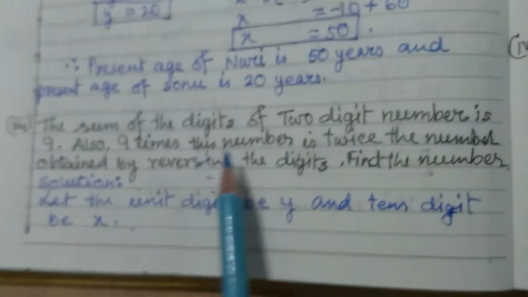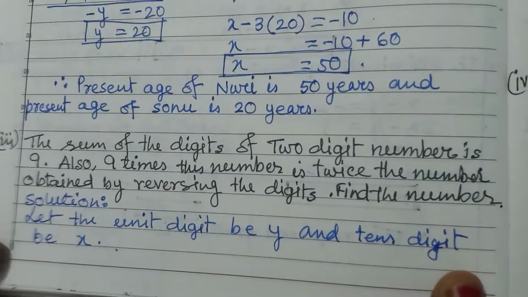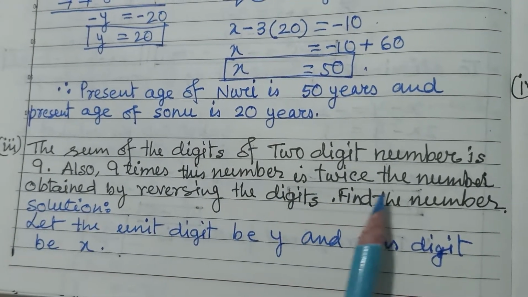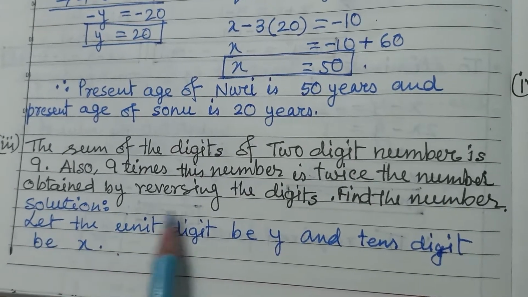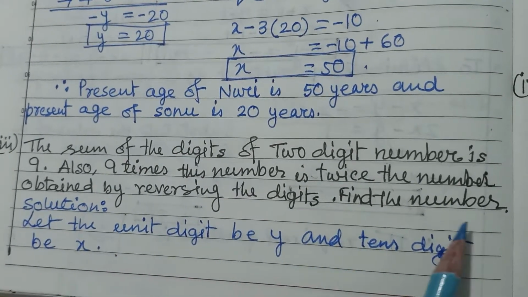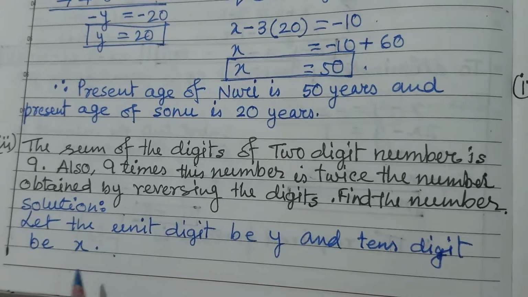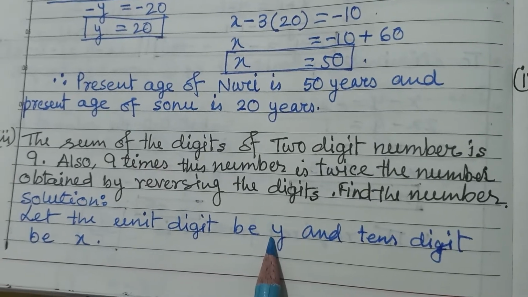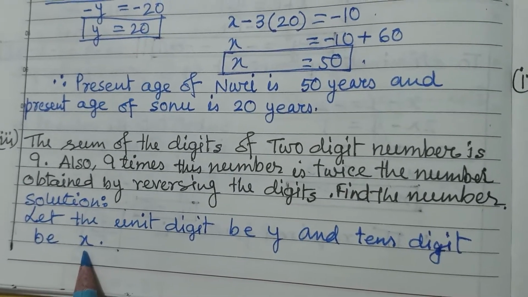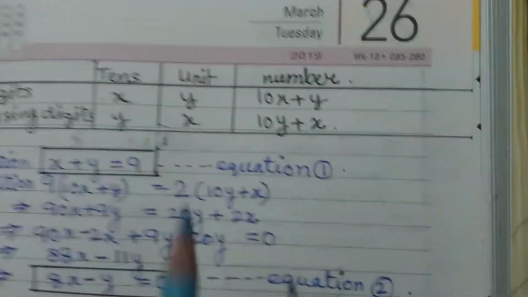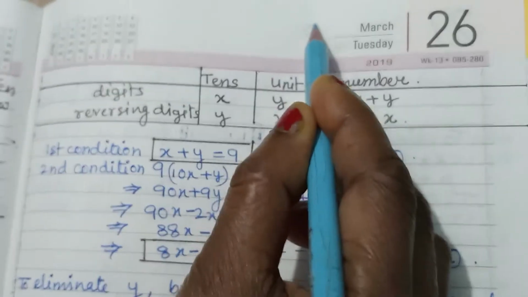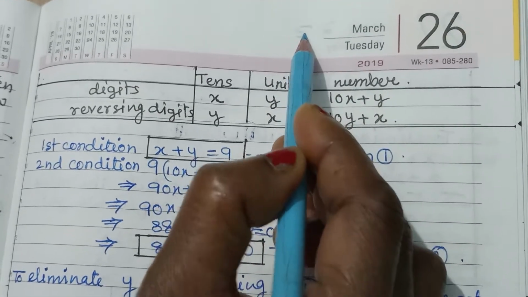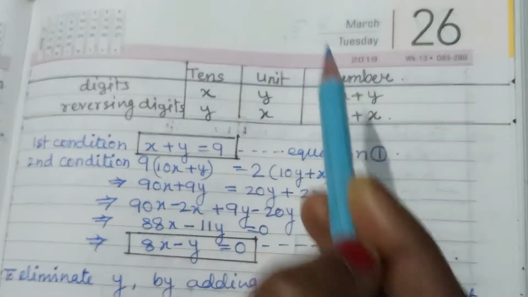Next question: the sum of the digits of a two-digit number is 9. Also, 9 times this number is twice the number obtained by reversing the digits. Find the number. Now the solution. Let the unit digit be y and the tens digit be x. Just as we write 56, it has a unit digit and a tens digit, so we write 50 plus 6 is 56.